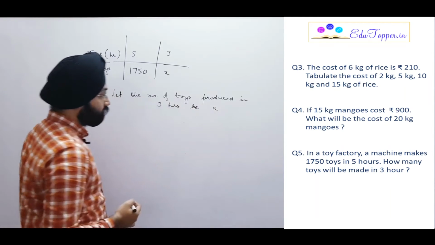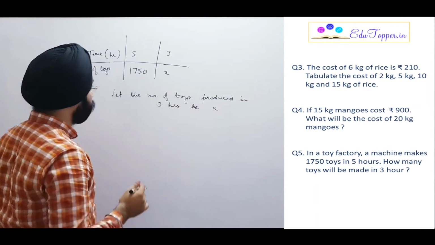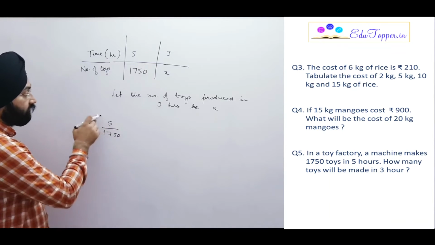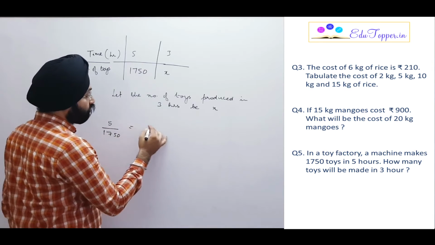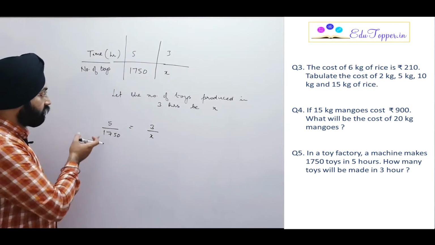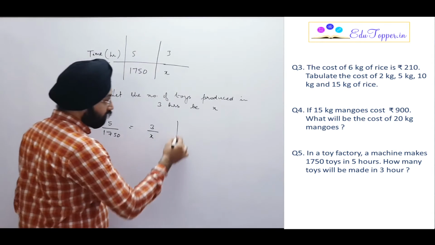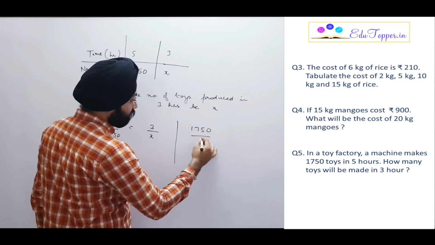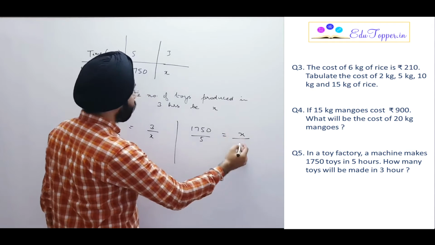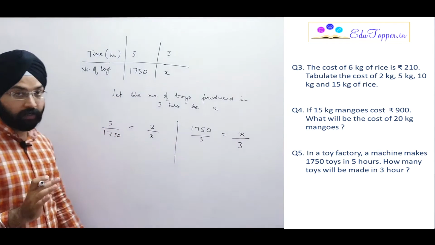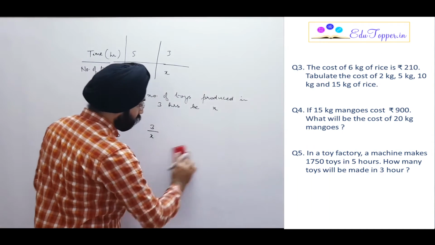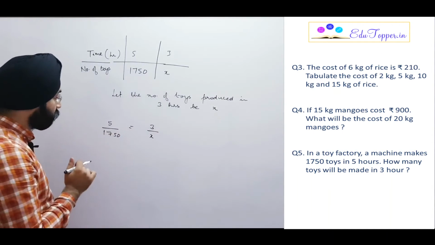be X. So according to the rule of direct variation, 5 by 1750, that is time over quantity, should be equal to the time 3 hours by quantity X. You could take it anyways, 1750 by 5. See, you could take it this way also. 1750 by 5, this is the quantity, this is the time, the quantity X over time 3. Both are correct. There's no harm in taking it either way. Alright. So we're taking it this way.